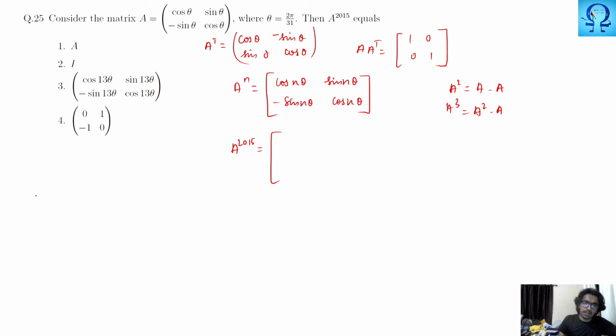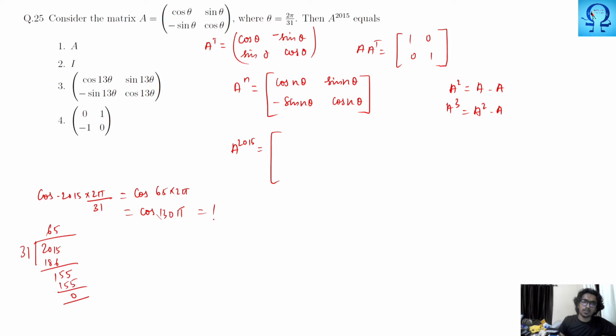So basically we shall calculate these things separately. Cos of 2015 into 2 pi upon 31. So if you see, try to divide this 2015 by 31. So 31 means if you do it for 6 times you would get 186. This is 5 155, yes, this is what we are getting. So this is nothing but cos of 65 times 2 pi, which is cosine 130 pi. Since it is an even multiple, we will get 1.